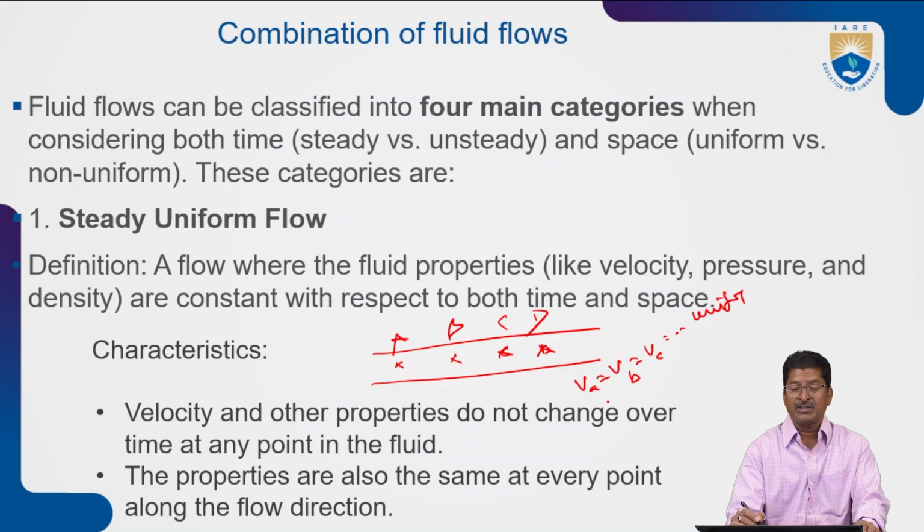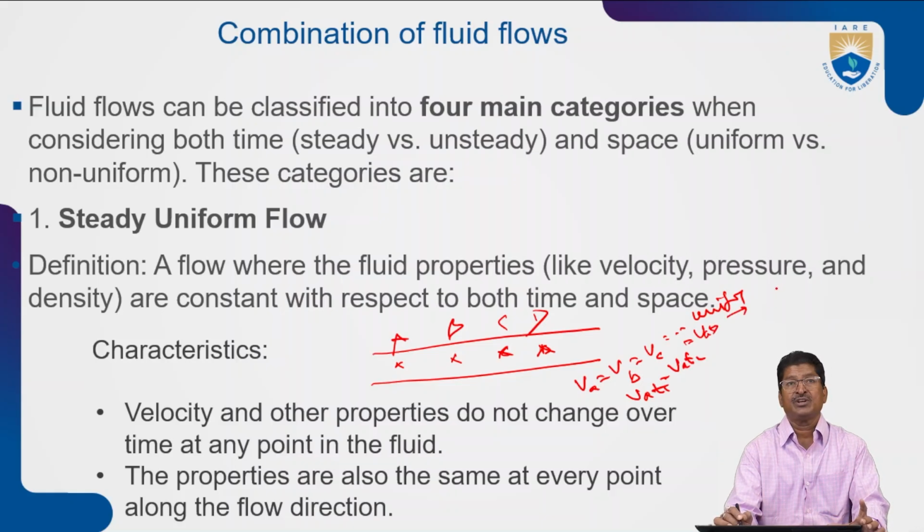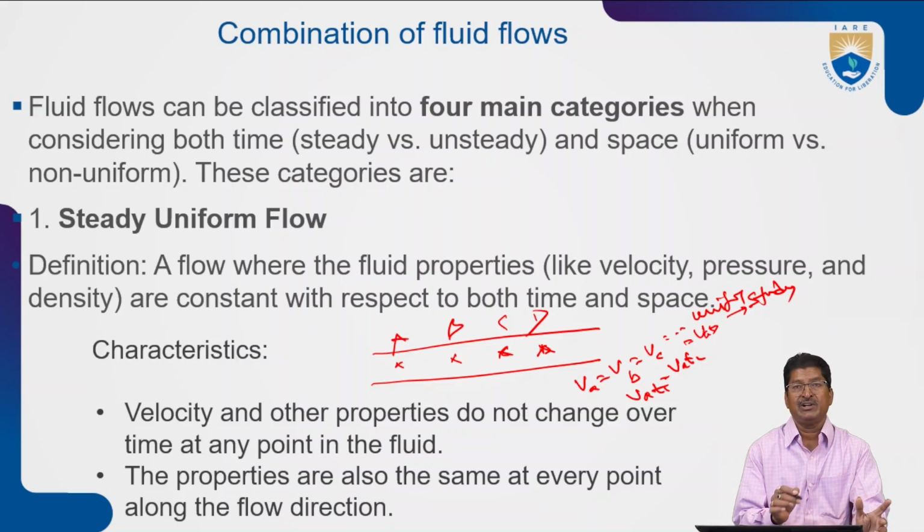And if you see the velocity at VA at a point of time T1, that is equal to VA at T2, at a different time. That is equal to VA at T3. So at different times the velocity is the same. That is steady flow. So it is a combination: different points, same velocity; different timings also, same velocity. So that is the steady uniform flow.